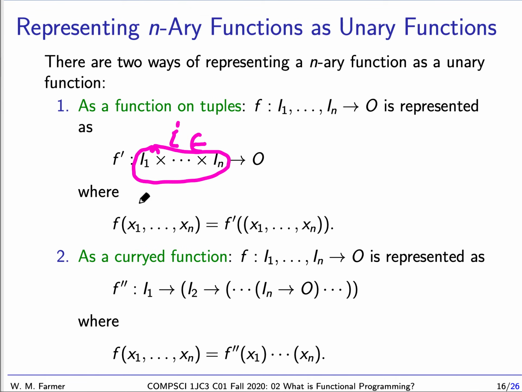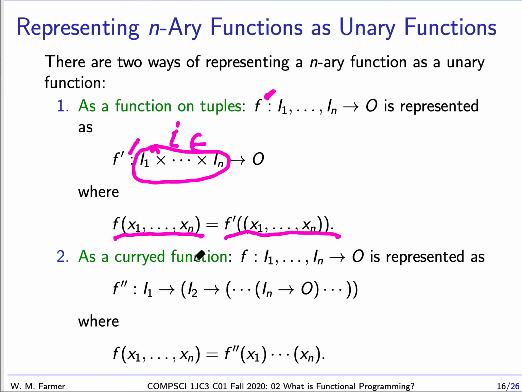So f prime only takes one input. Notice this is f here, this is f prime. They're not the same functions. But if I apply f to x1 through xn, that's the same as applying f prime to the tuple. Now you may say this seems almost the same. Well, it is almost the same, but technically there's a difference. F has n inputs, f prime has one input, but it's a complex input because it's a tuple of n things. So that's an obvious way to turn an N-ary function into a unary function.